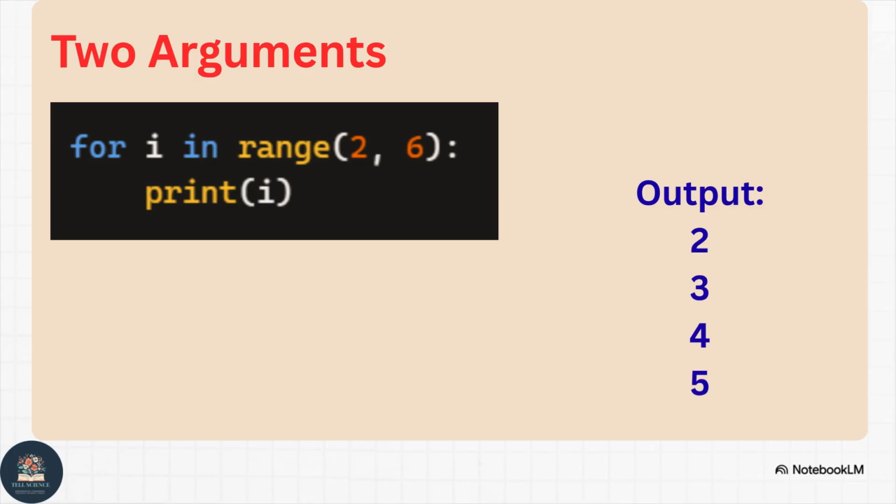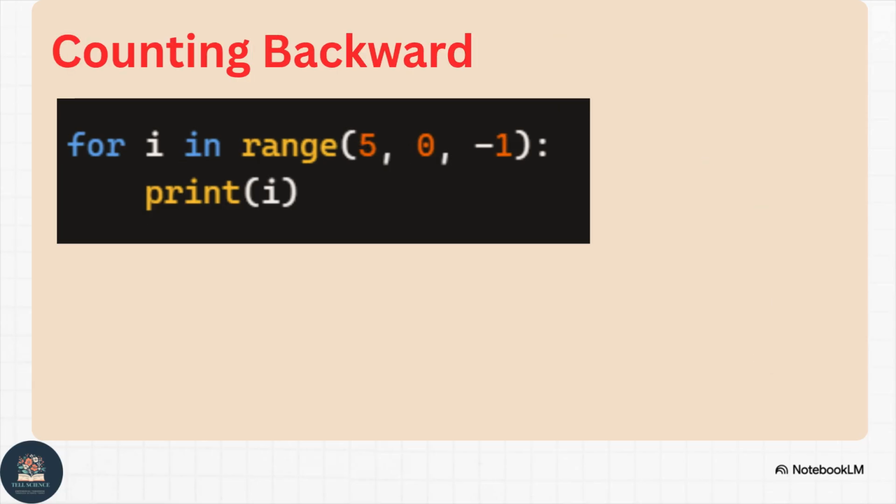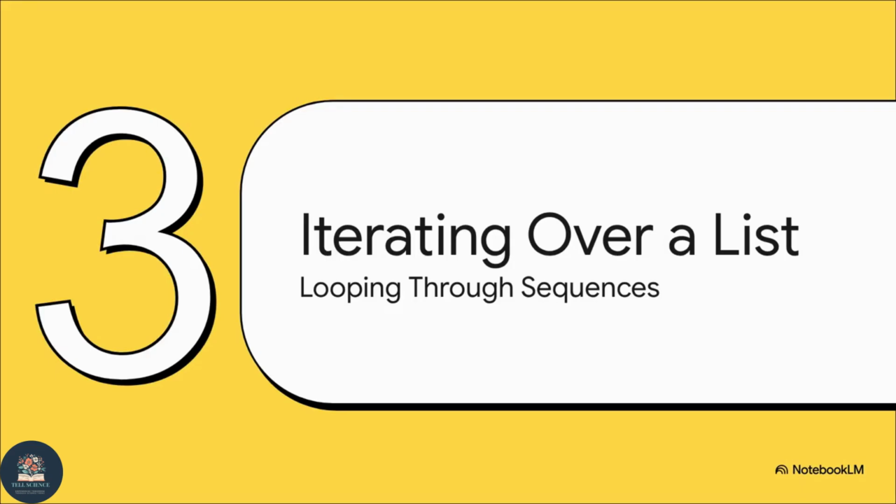But what if you want even more control? Well, the third argument is the step. With range(0, 10, 2), we're saying start at 0, stop before 10, but only count up in steps of 2. This is awesome for when you only want to grab, say, every other number. And get this, you can even count backwards. All you have to do is make the step a negative number. So here, we're starting at 5 and counting down by 1. How cool is that?